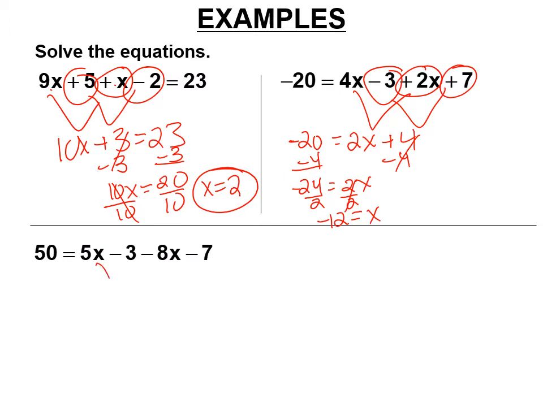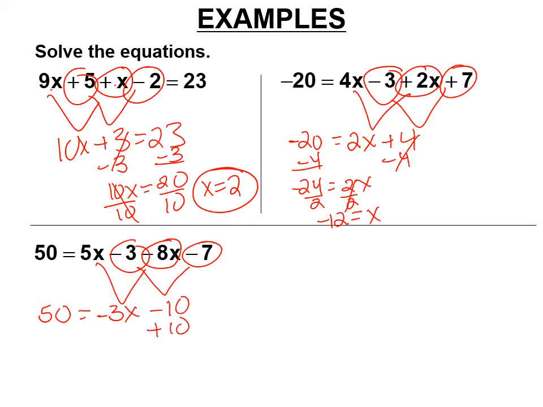Here, we have 5x minus 8x, so we have 50 equals 5x minus 8x, negative 3x. Negative 3, that's minus 3, but we treat it as negative 3. Negative 3 minus 7 is negative 10. That's our two-step. We add 10 to both sides. 60 equals negative 3x. Divide both sides by negative 3. And I ran out of room, but negative 20 equals x.